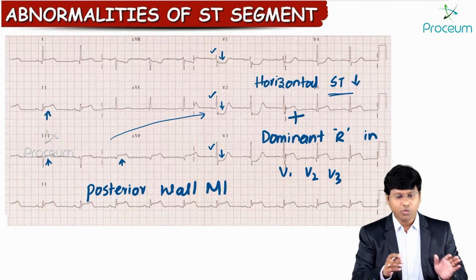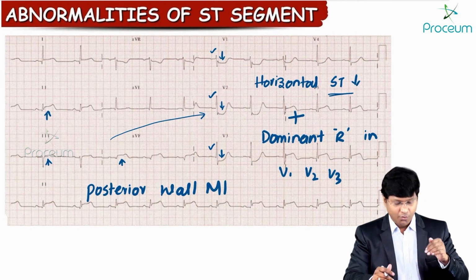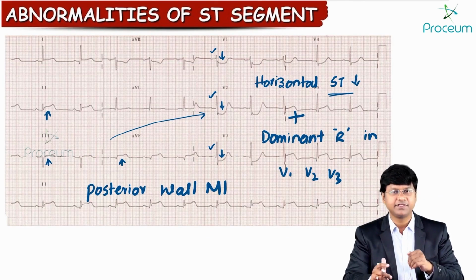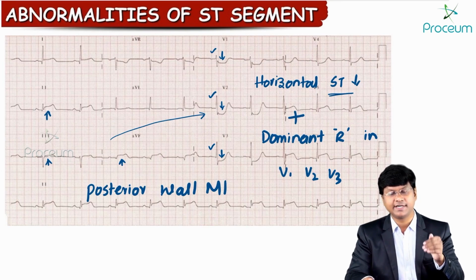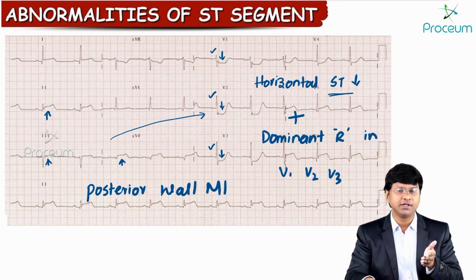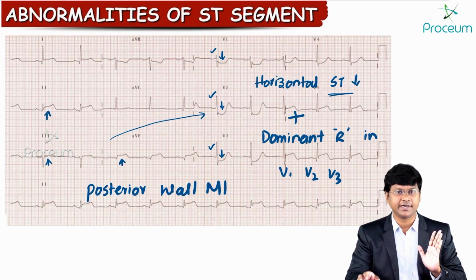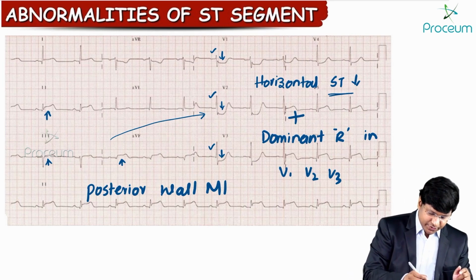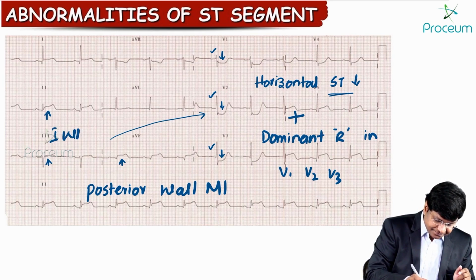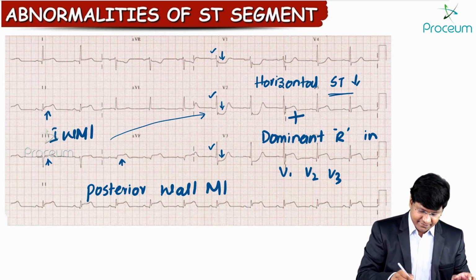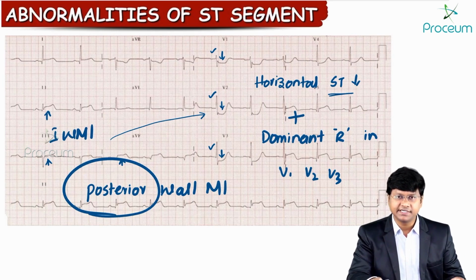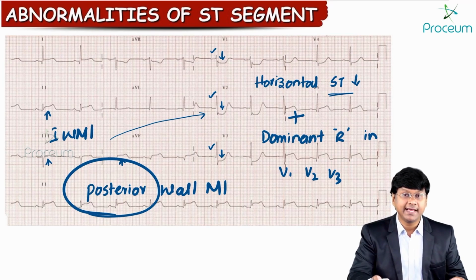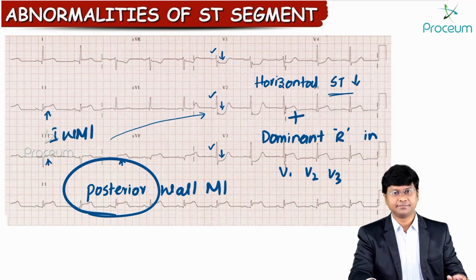Now what I want to tell you here is, why do you have a patient with inferior wall MI along with posterior wall MI? The reason is that the inferior wall is supplied by your right coronary artery, in the majority of individuals. And the posterior wall is also supplied by your right coronary artery. So, in patients with inferior wall MI, they can have an association of posterior wall MI. But in certain clinical scenarios, you will have only posterior wall MI.